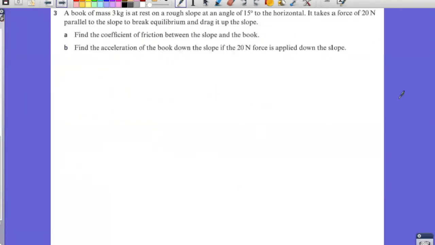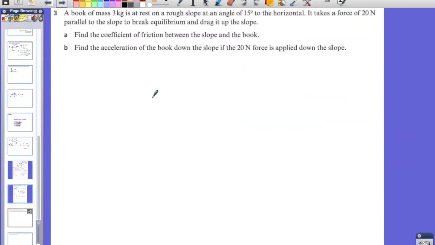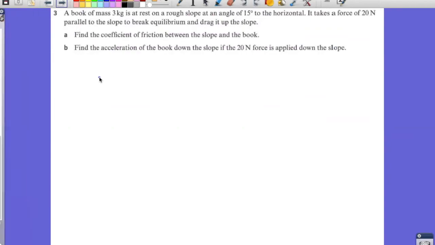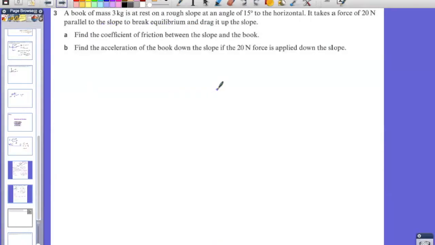We have 8 minutes left. I think we can only solve one problem. It says a block of mass 3 kilograms is at rest on a rough slope at an angle of 15 degrees to the horizontal. It takes a force of 20 newtons parallel to the slope to break equilibrium and jack it up the slope. Find the coefficient of friction. So you have 15 degrees here. A block is lying at rest here.